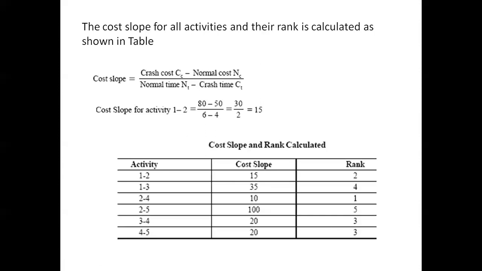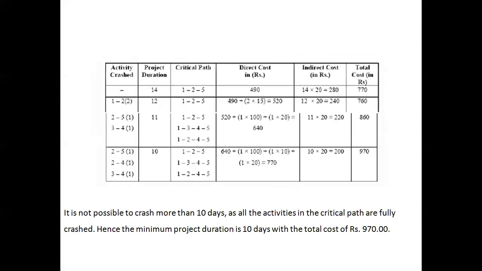Okay, so let us go for the important table. Please see here. Note down the heads of the table. The first one is activity crashed, then project duration, then critical path, then direct cost, indirect cost, and the sum of these two will be the total cost, which is the last column.